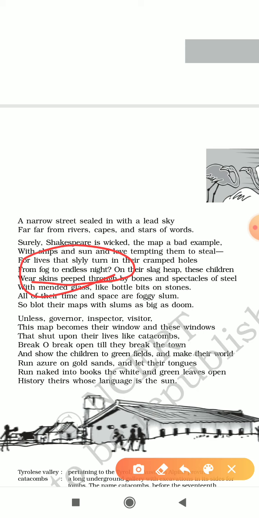Next question comes sometimes: explain from fog to endless night. What does it mean? It means the life of slum children that starts in the morning with fog, that is unclear. There is no hope, and throughout the day they have to do labor, and the night is also endless. It means total darkness. Their life is full of darkness, whether it is morning or night. So their hopes, their future, are full of darkness and fog, not clear, and that's the explanation of fog to endless night.